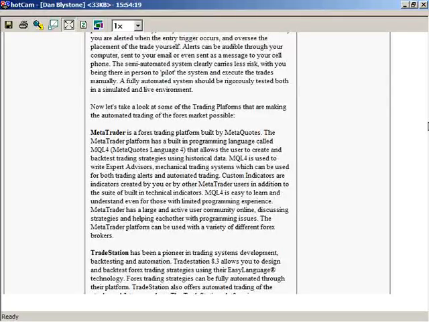MQL4 is easy to learn and understand. It is relatively easy to learn these programming languages for these trading platforms. They've made it deliberately easy for the consumer like you and me. Metatrader has a large and active user community online, with very active users discussing strategies and helping each other with programming issues. Another nice thing about Metatrader is that it can be used with a variety of different Forex brokers, and it's free, which is nice too.